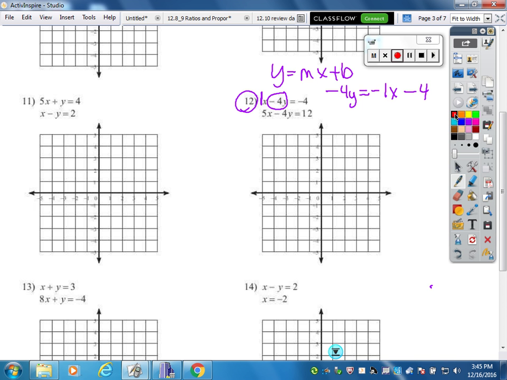After that, we're going to divide by that negative 4, because I just want y, I don't want negative 4 of them. So make sure everything gets divided by that. Negative over negative cancels, and a negative over a negative cancels. So 4 divided by 4 is 1. So that is one of the graphs we're going to put right in here.